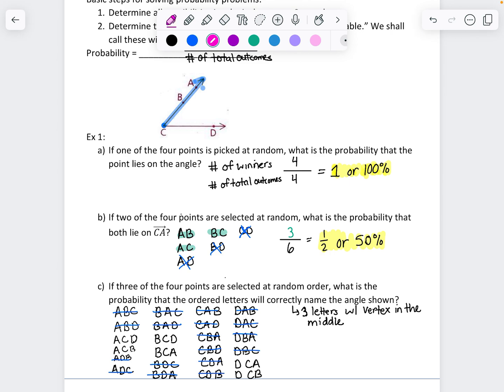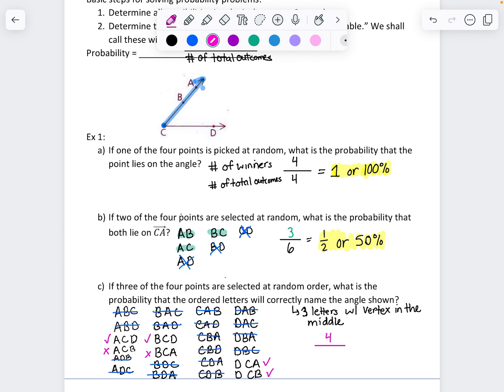So I have ACD, that works. ACB though, if you look at the angle, that would be going from point A to the vertex C and then back up that same ray. So this one doesn't make sense. BCD works. However, BCA is similar to ACB. I'd be going to point B somewhere in the middle of C and A, then to the vertex and then back, so that does not make sense. And then DCA, that one's good, and DCB is good. So I have 4 total winners.